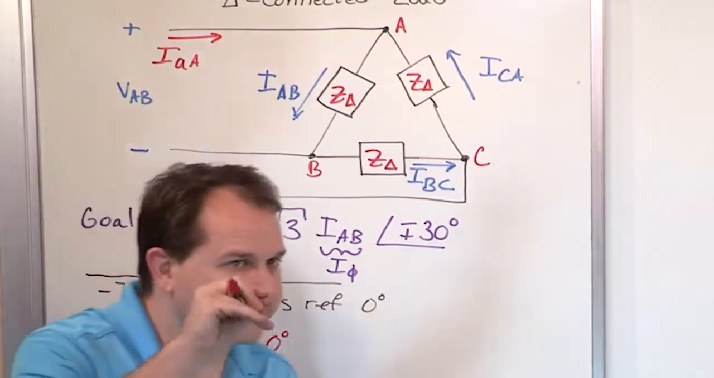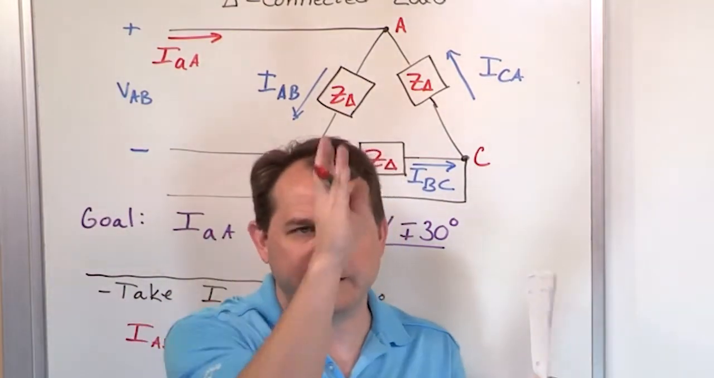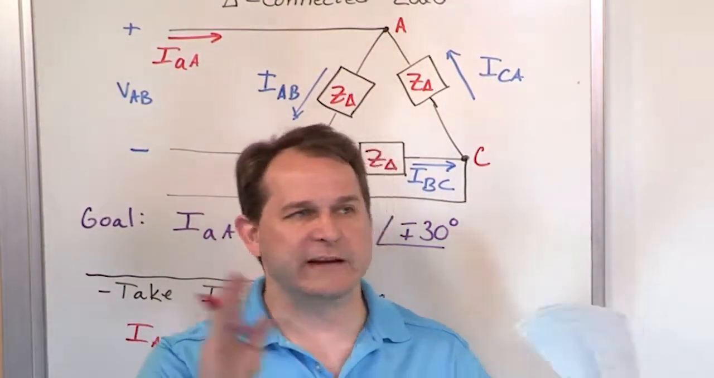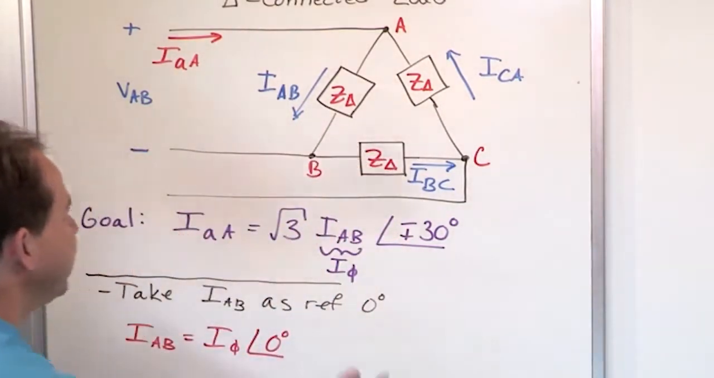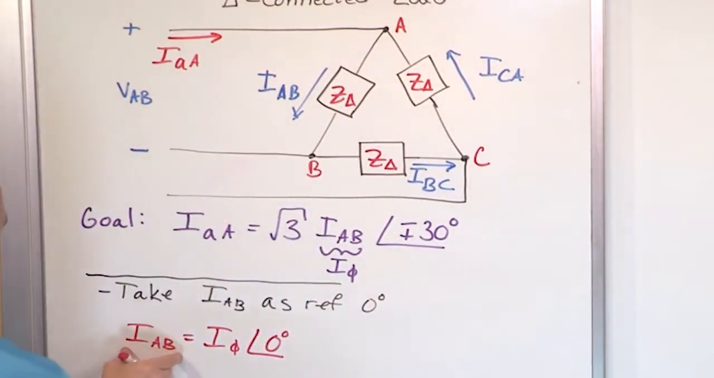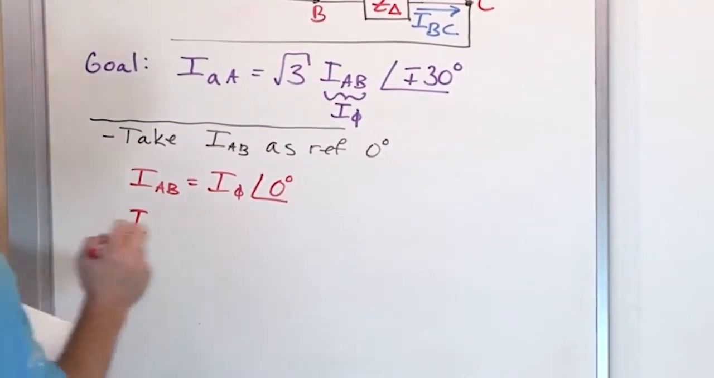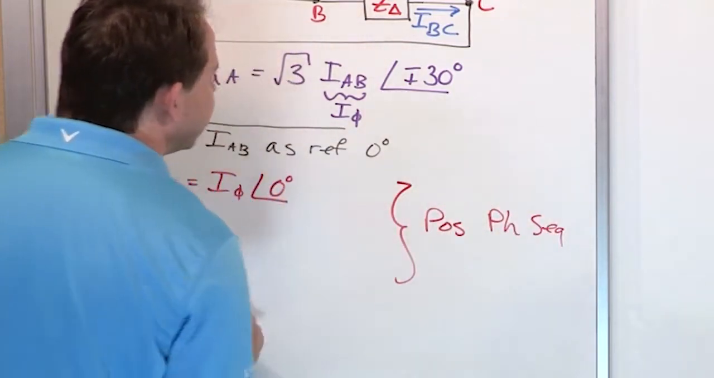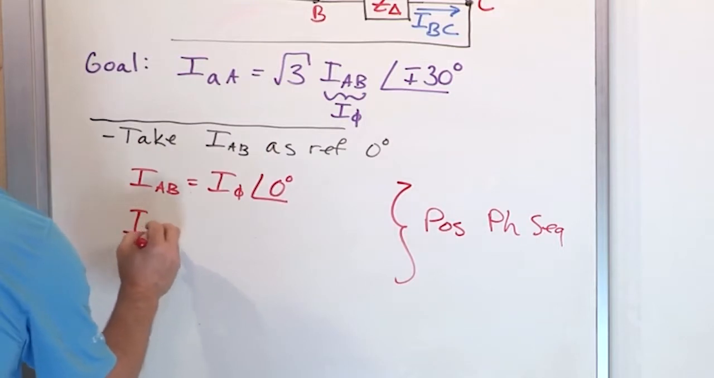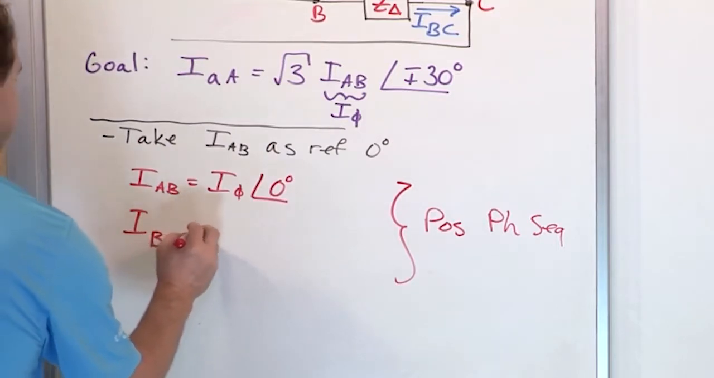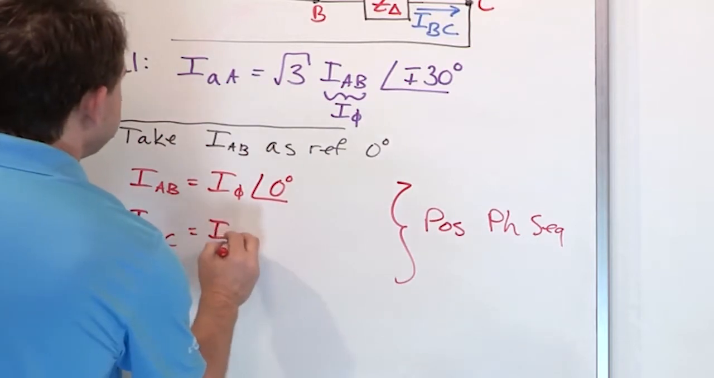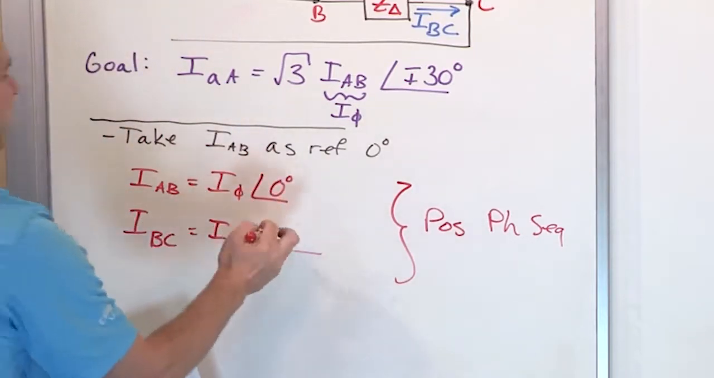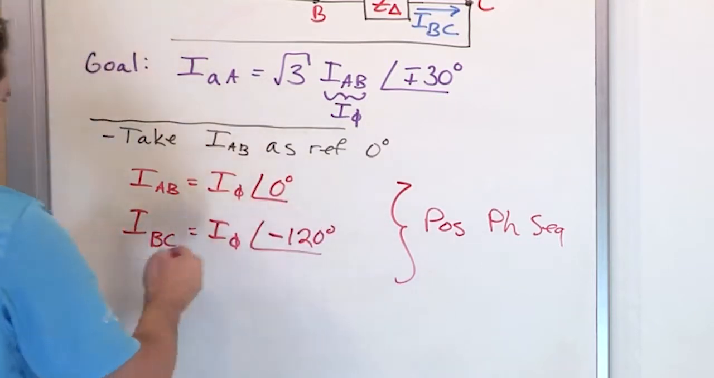If we adjust our oscilloscope and our timing properly, we'll get the I A B current to be exactly a cosine at time t0. Everything else is measured relative to it. Since this is a balanced three-phase circuit, and this is what we call the A phase current, let's talk about a positive phase sequence first. Then I B C is going to be the same exact magnitude, but it's going to be negative 120 degrees shifted relative to it.